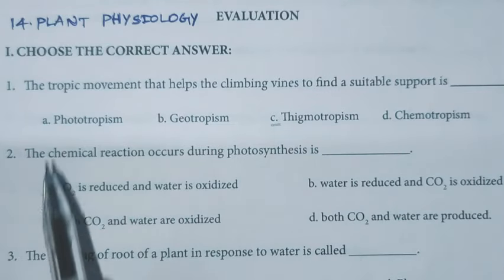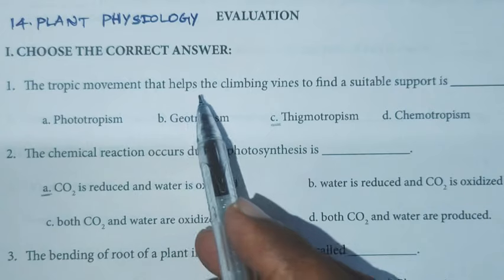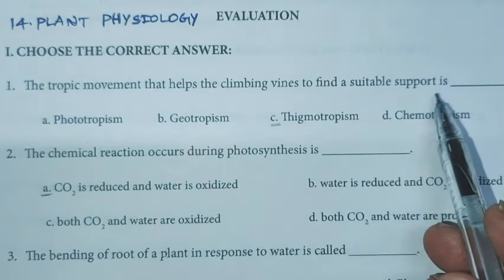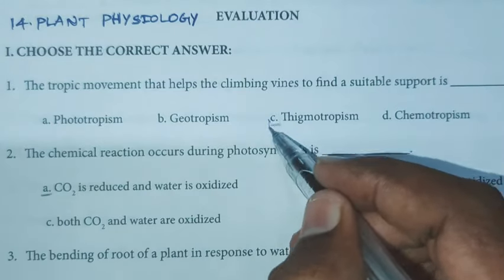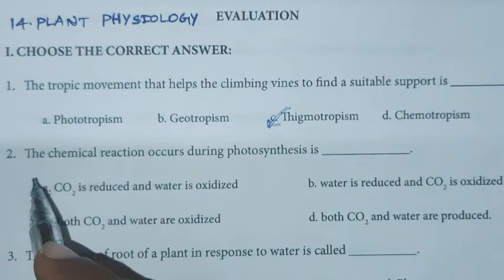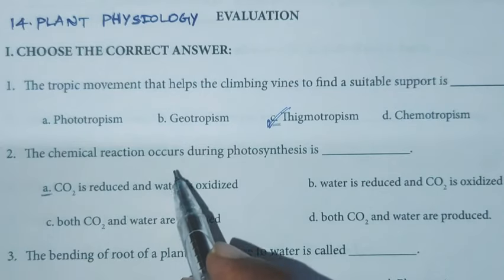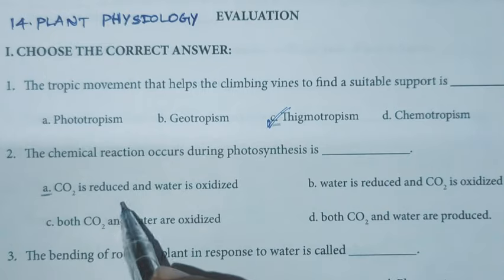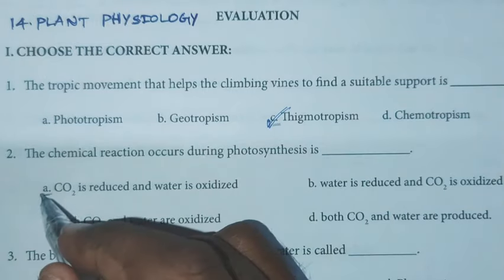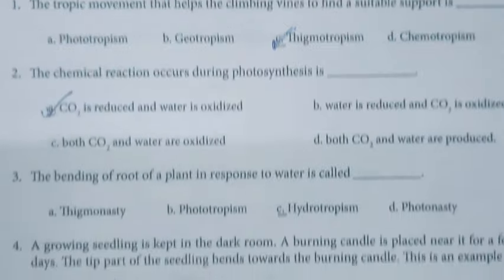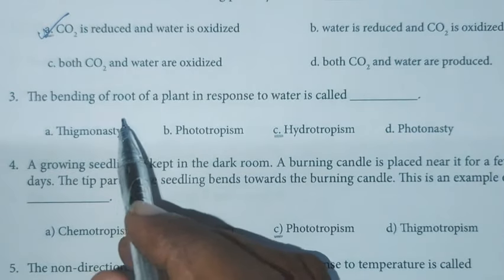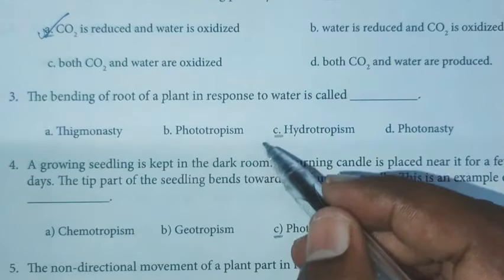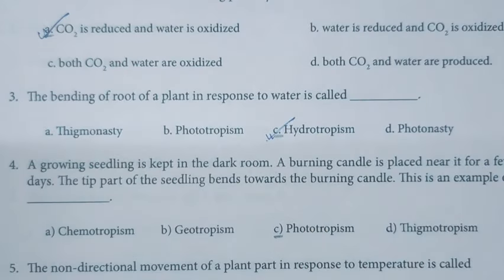First one, the tropic movement that helps the climbing vines to find a suitable support is thigmotropism. Option C is the right answer. Second one, the chemical reaction that occurs during photosynthesis is CO2 is reduced and water is oxidized. So option A is the right answer. Third one, the bending of root of a plant in response to water is called hydrotropism. Option C is the right answer.